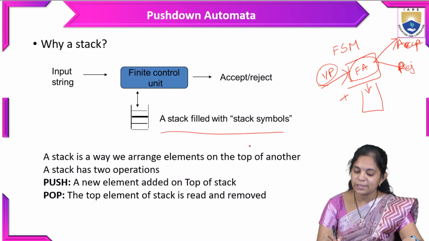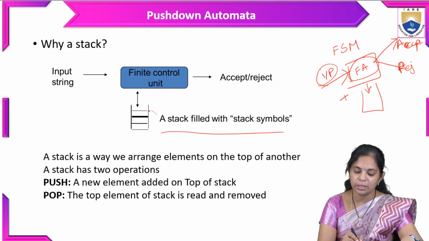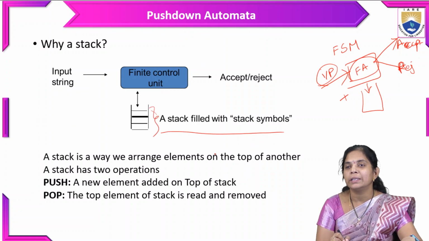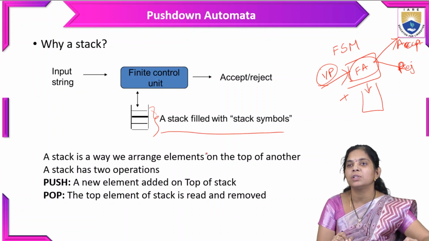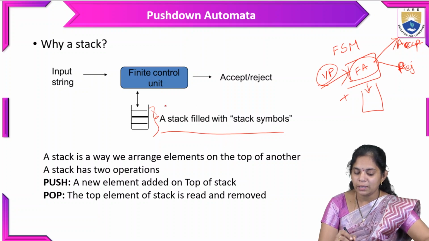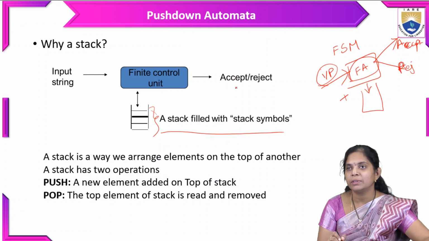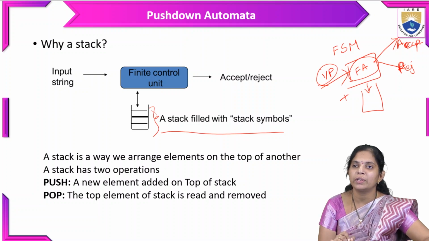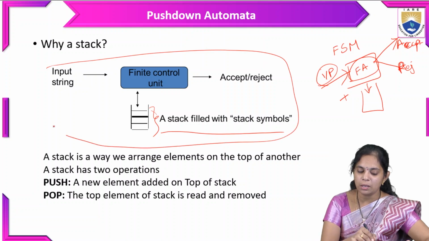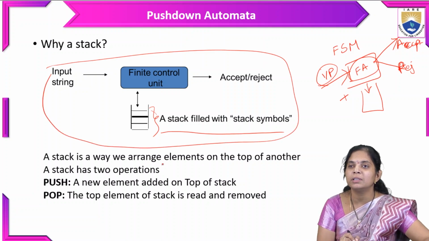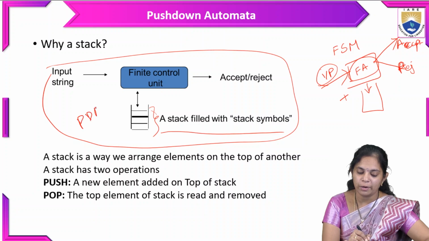And here the stack is filled with the stack symbols. Based on the input string, we are going to push the values into the stack, and after that we can accept or reject. This is what we have explained previously. So for the FSM, the finite state machine, here is the entire pushdown automata construction. So this is the model for the PDA, pushdown automata.